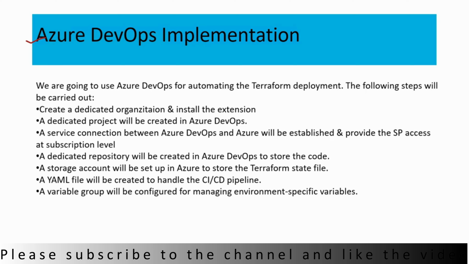The steps are: create a dedicated organization and install the extension. A dedicated project will be created in Azure DevOps. A service connection between Azure DevOps and Azure will be established, and provide the SP access at subscription level. A dedicated repository will be created in Azure DevOps to store the code. A storage account will be set up in Azure to store the Terraform state file. A YAML file will be created to handle the CI/CD pipeline. A variable group will be configured for managing environment specific variables.